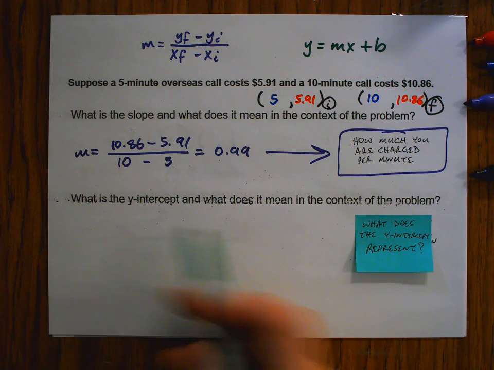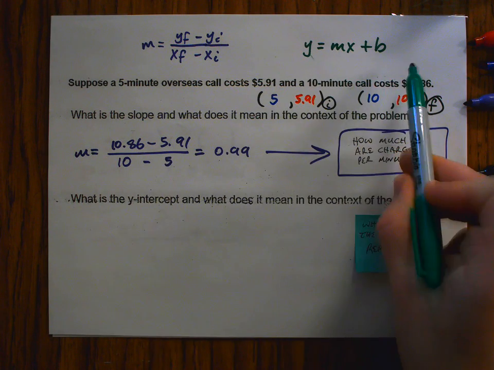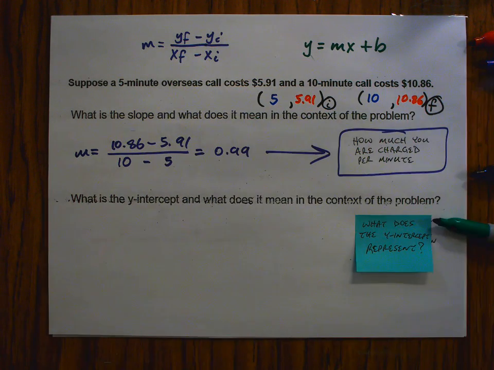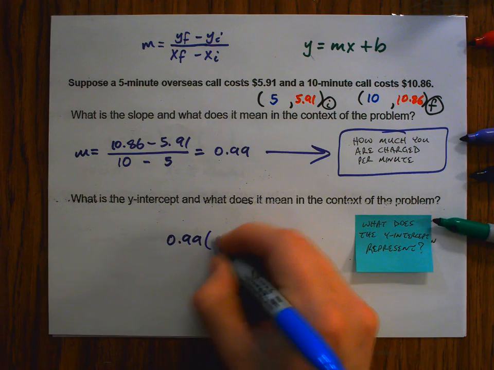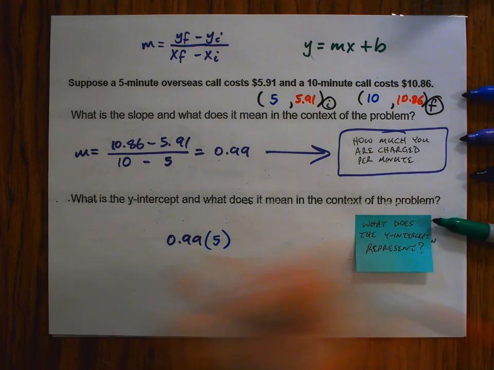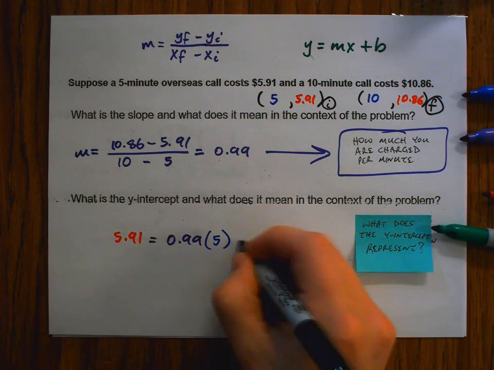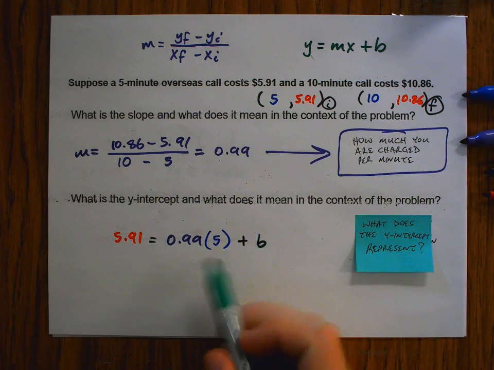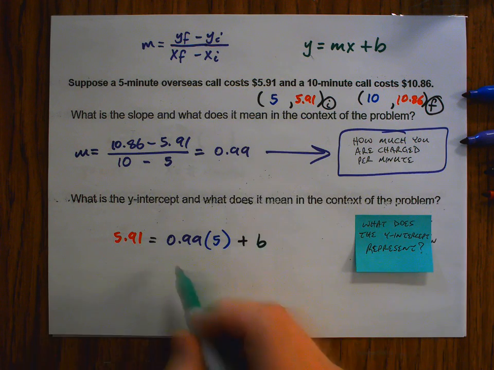What is the y-intercept and what does it mean in the context of this problem? Here we have our slope equation, y equals mx plus b. You can rewrite this slope equation by plugging in the m in place of the slope and plugging in the numbers for one of these 2 points. I'm going to use the initial point. Now that you have all of your numbers plugged in, the slope in place of m and one of your 2 points in place of x and y, you can solve for b.